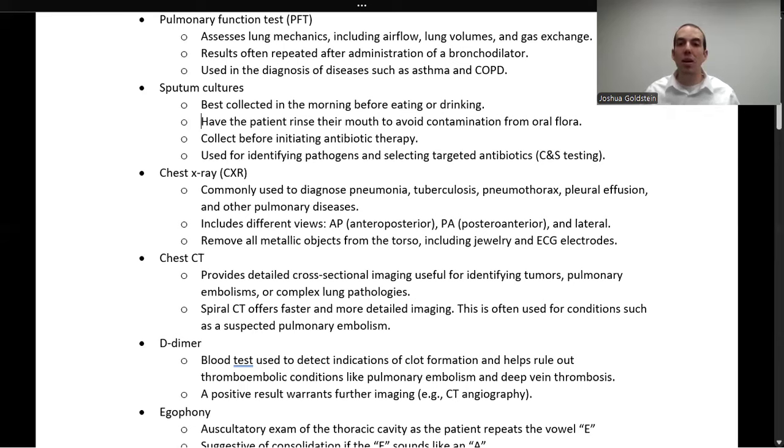There's different views, and I don't know how detailed your school is going to get into this, but there's AP, PA, and lateral. AP is anterior, posterior, meaning you're taking it from the front and it's shooting towards the back. PA is the opposite. And lateral is where they're shooting the image from the side.